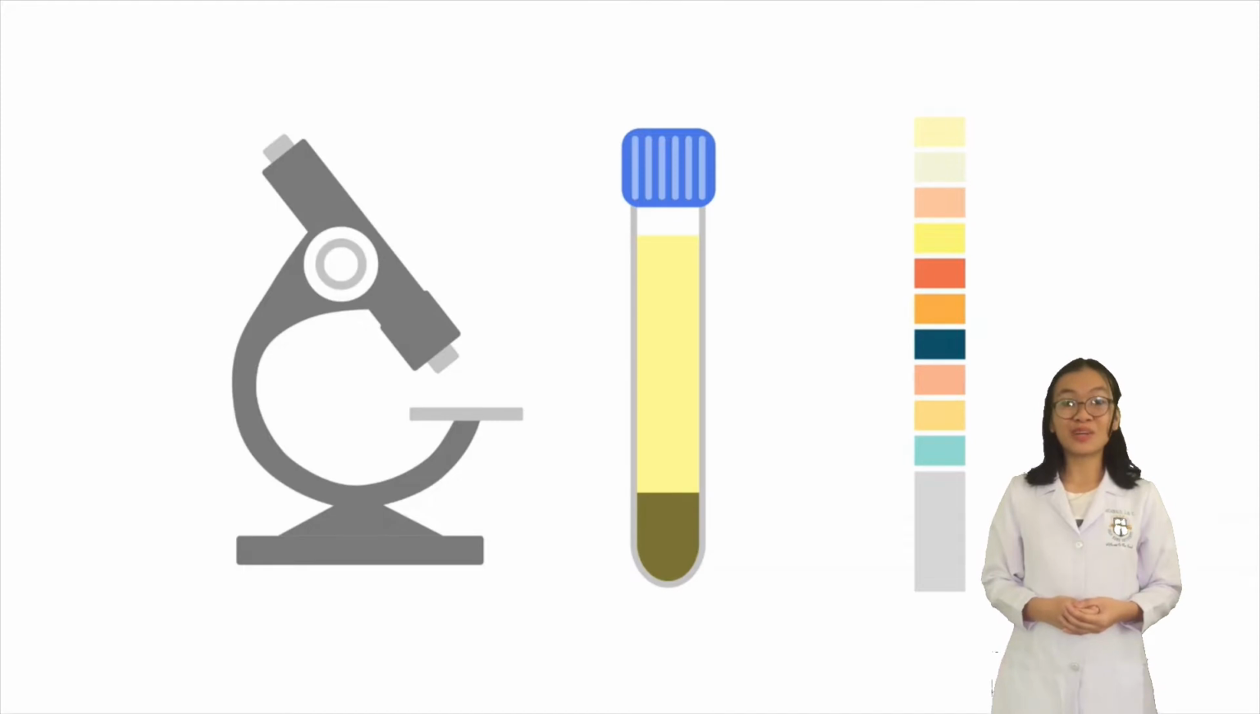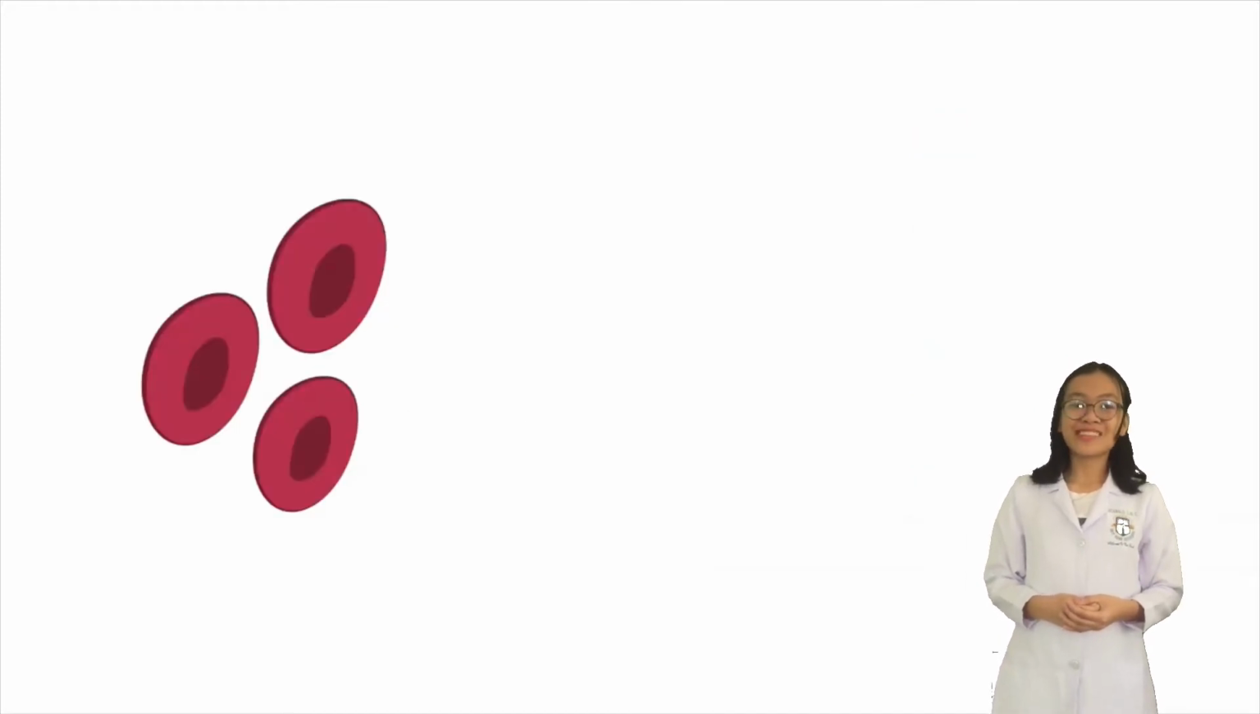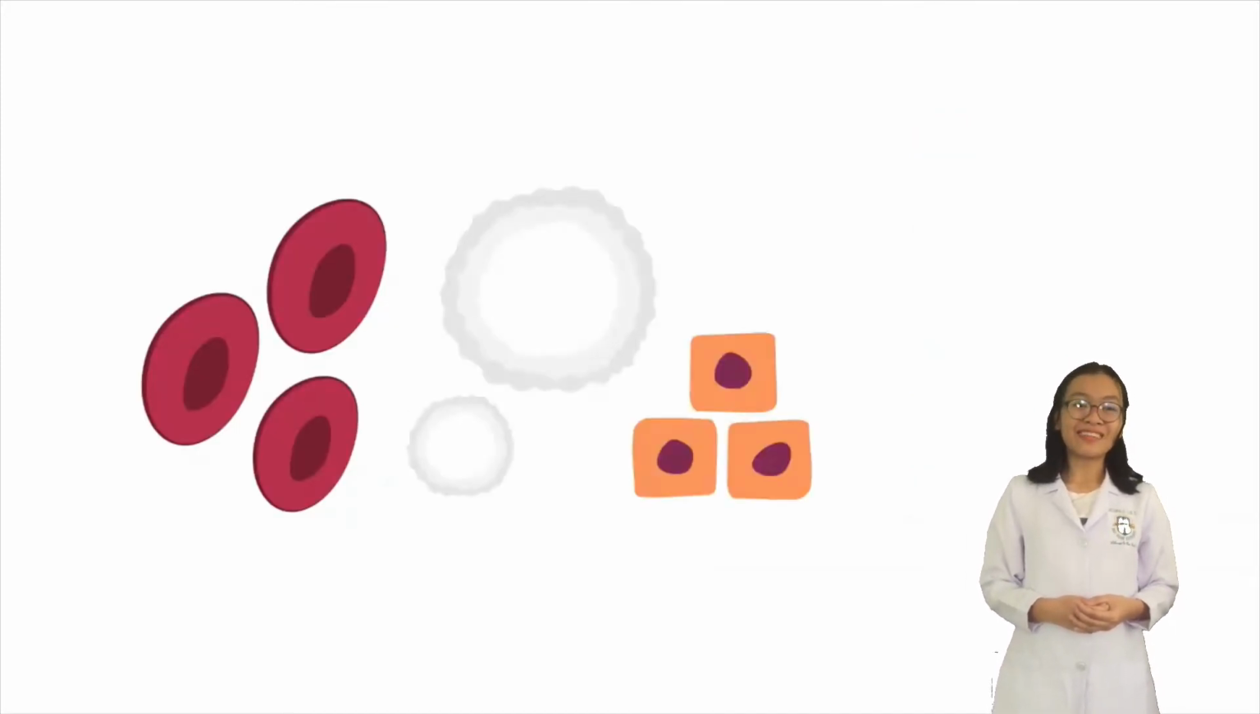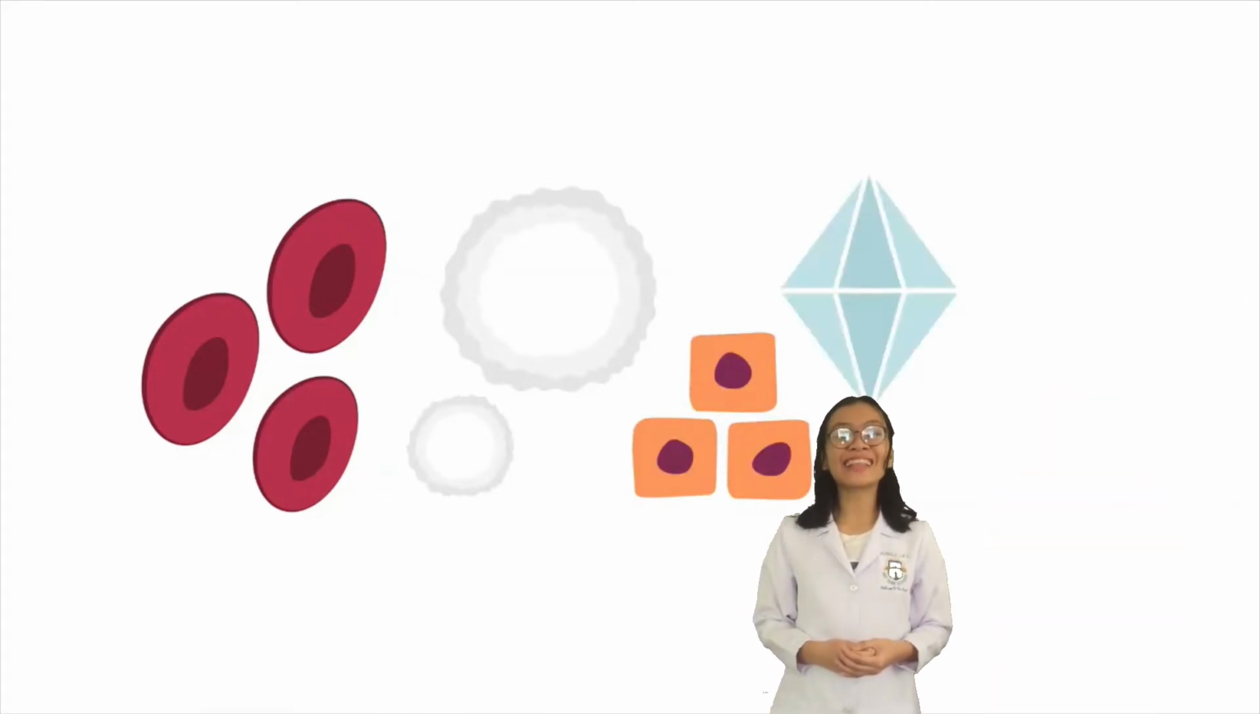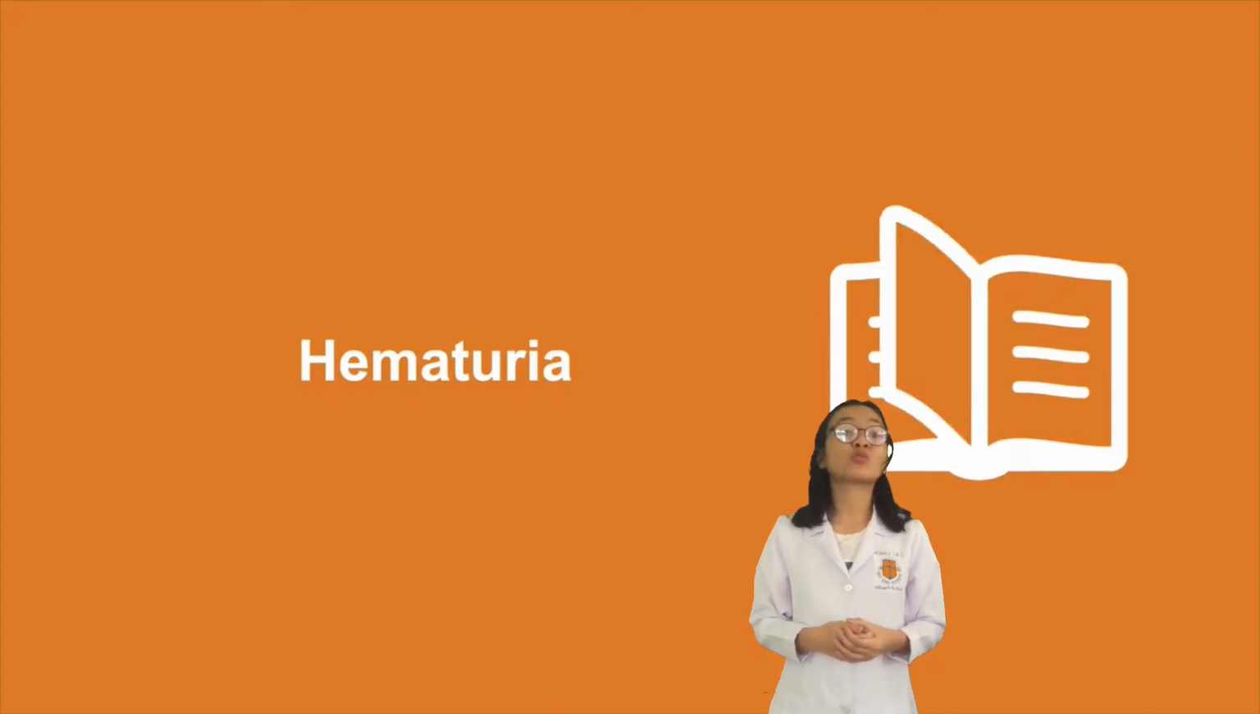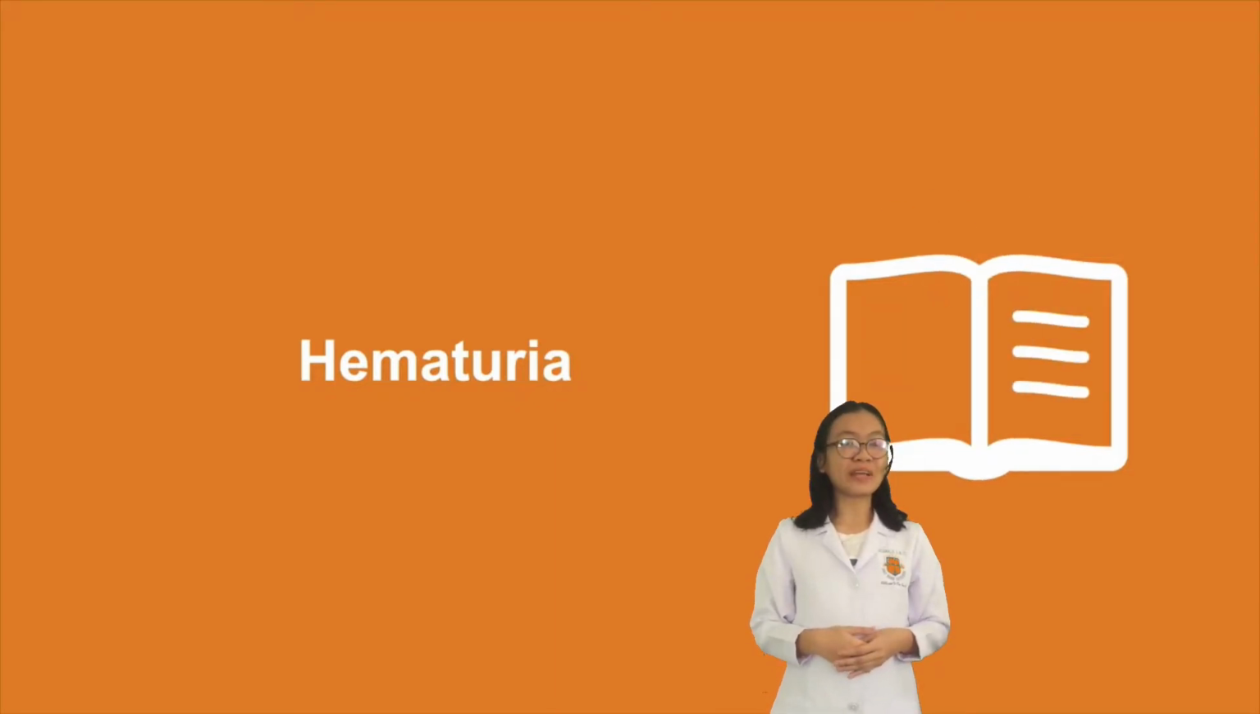This includes the red blood cells, the white blood cells, and epithelial cells from all the levels of the urinary tract as well as the crystals and casts. Hematuria may be grossly visible or microscopic.